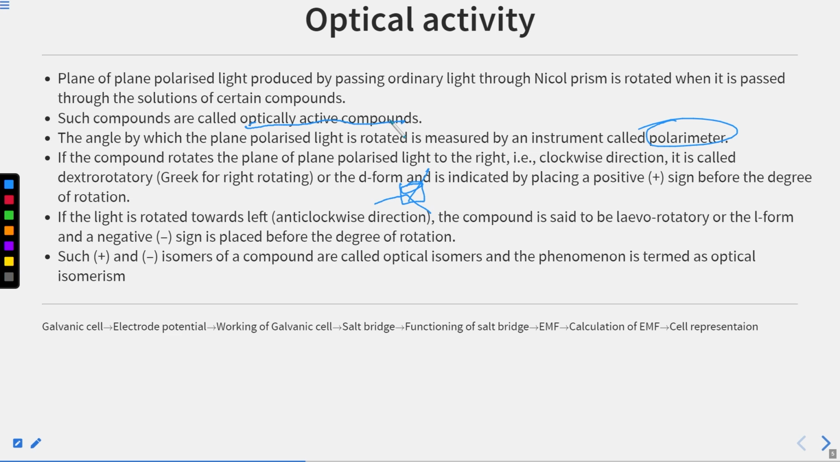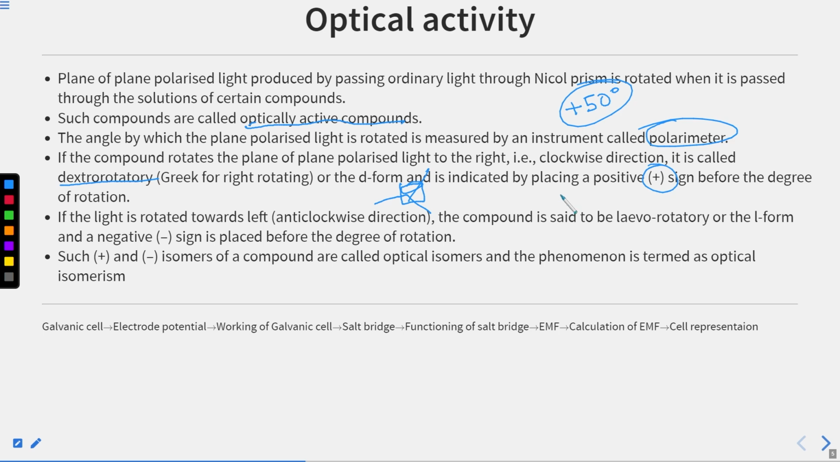Now there is a sign for it, a positive sign. If a compound is dextrorotatory in nature, then it has a positive sign before the degree of rotation. Suppose a compound is rotating PPL by an angle of 50 degrees, and it is doing it in the clockwise direction, then you will put a positive sign against this 50 degrees. This means it is deflected to the right, dextrorotatory. If it is levorotatory, then we will put a negative sign against it.